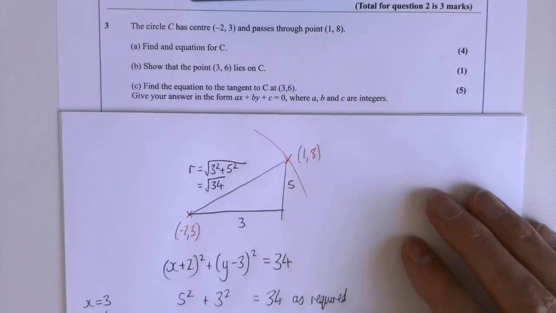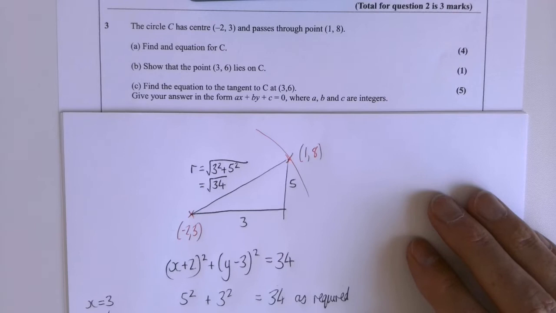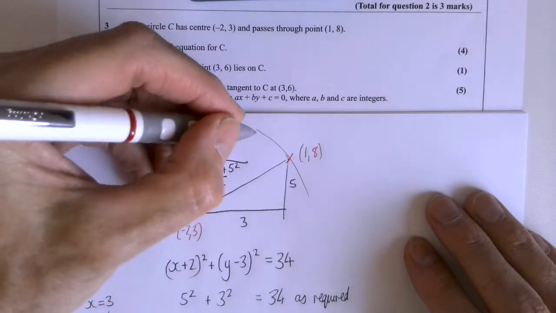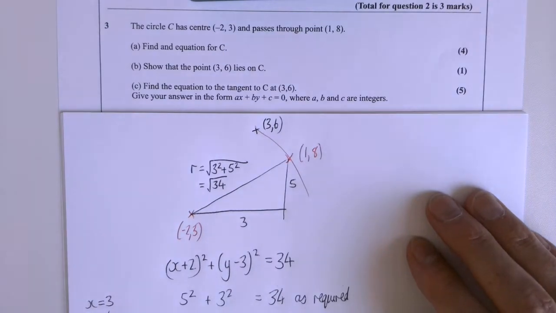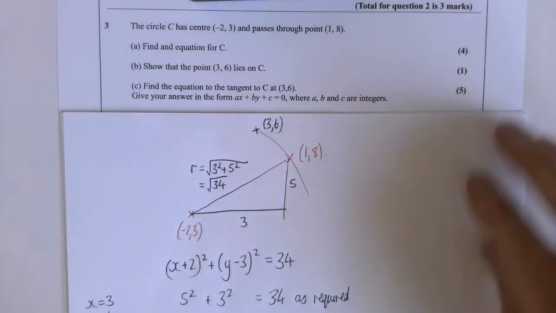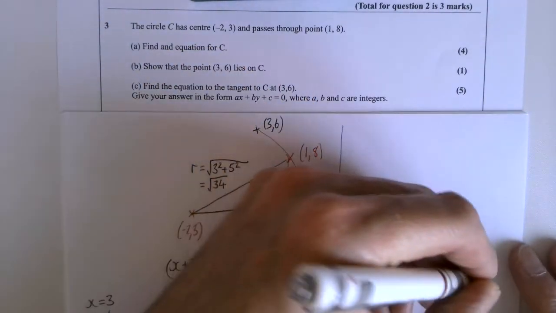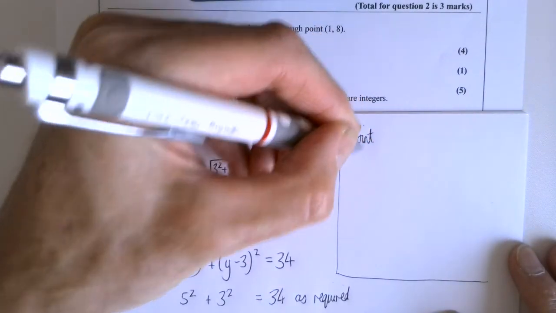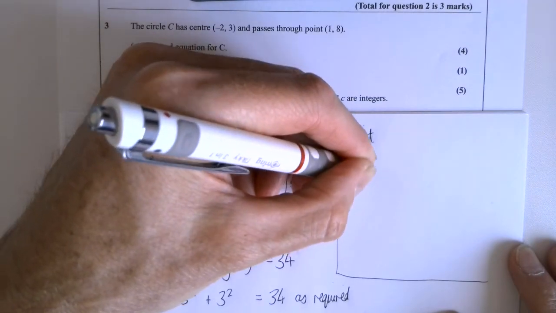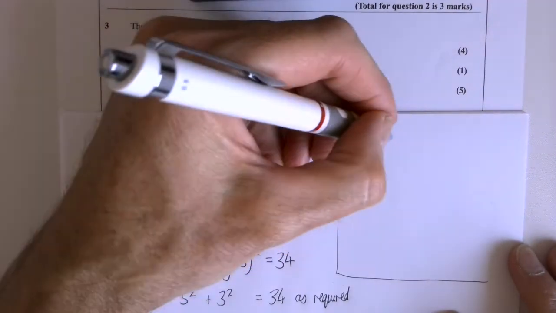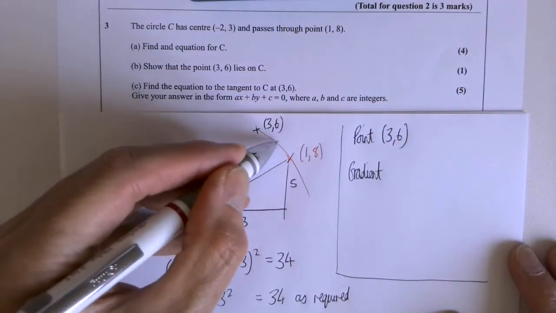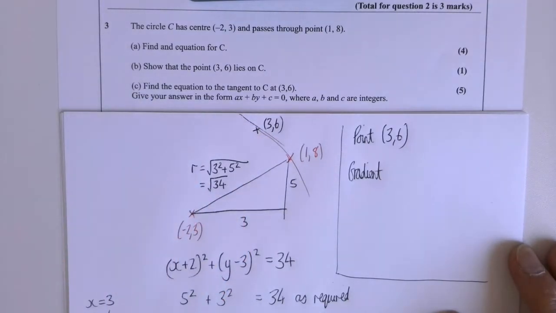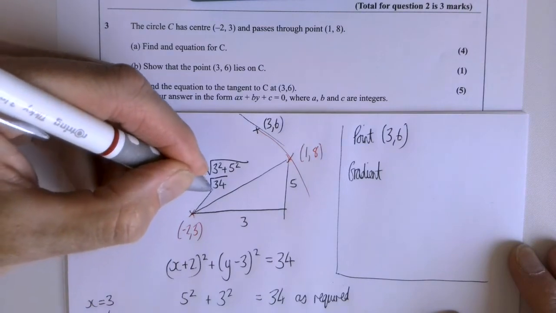Okay, so we're now asked to find the equation of a tangent to the circle. So this is another point on the circle. So it's a point up here somewhere. 3, 6. Now I know to work out the equation of any straight line, I need two bits of information. I need a point and I need a gradient. Got the point? What about the gradient? Well, the gradient of the tangent, so the tangent will be a line that touches the circle up there, is going to be perpendicular to the radius.